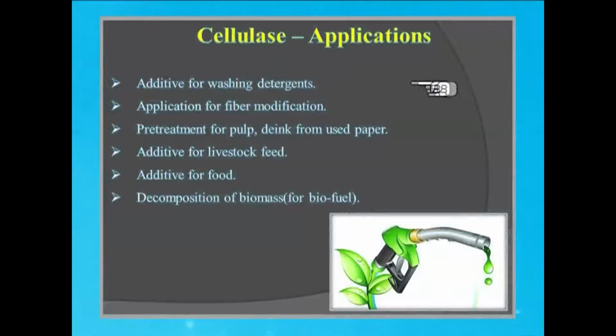Basically, they are used for the preparation of washing detergents, in fiber modification, several pre-treatments of pulp, the de-inking process from used papers, additive for livestock, additive for food, and we will be seeing how biofuel is getting produced. We have just seen that cellulases are used for the production of ethanol. So, ethanol when blended with petrol or diesel gives rise to biofuel, which can be used by vehicles. This is an important criterion because we are facing the problem of petrol and diesel shortages, and that is why biofuel is the future fuel for us.